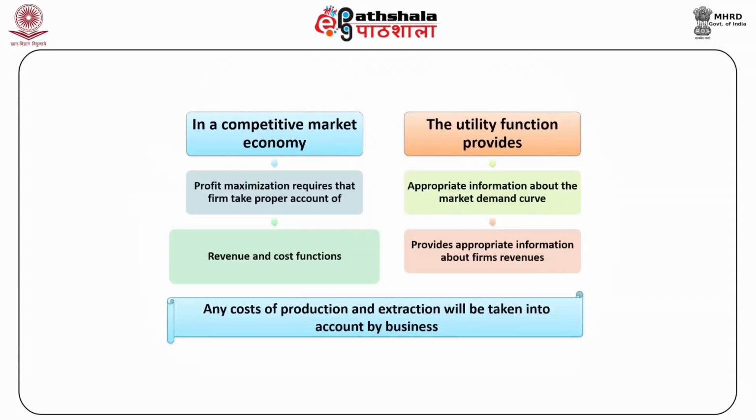Efficiency of the market mechanism. In a competitive market economy, profit maximization requires that the firms take proper account of their revenue and cost functions. The utility function provides appropriate information about the market demand curve and so provides appropriate information about the firm's revenues. Any costs of production and extraction will be taken into account by business.